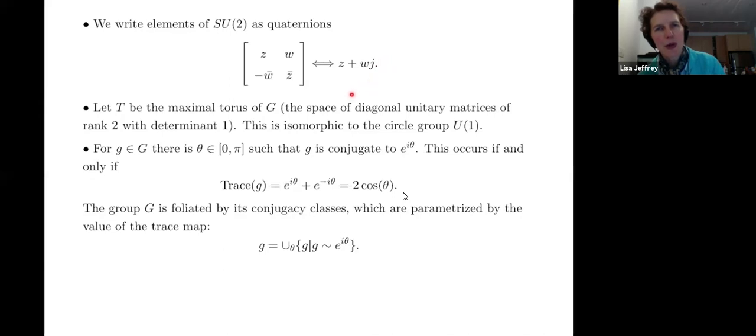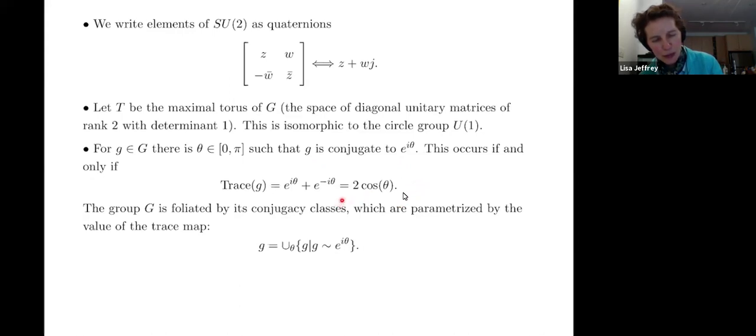Let's let T be the maximal torus of G. In the language of quaternions, this is just the circle group U1. In other words, going back to our 2 by 2 matrix, I mean that Z is equal to e to the i theta and Z bar is equal to e to the minus i theta. W is 0. That's a choice of maximal torus. For G in SU2, there is one element theta between 0 and pi so that G is conjugate to e to the i theta. This occurs if and only if the trace of G is e to the i theta plus e to the minus i theta, as you would see from this matrix, so 2 cosine theta.